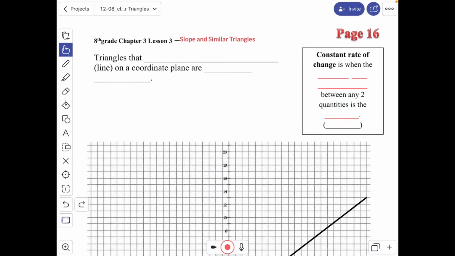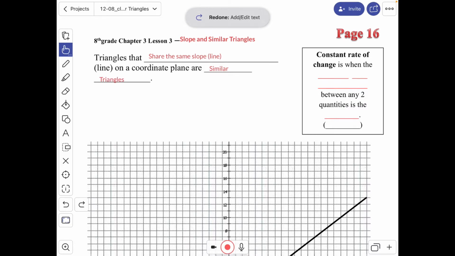Today we're covering 8th grade, Chapter 3, Lesson 3, Slope and Similar Triangles. We've already talked about similar shapes. Now let's see how that affects similar triangles. Well, triangles that share the same slope, and a slope is the line that goes across the grid. So triangles that share the same slope on a coordinate plane are similar triangles.